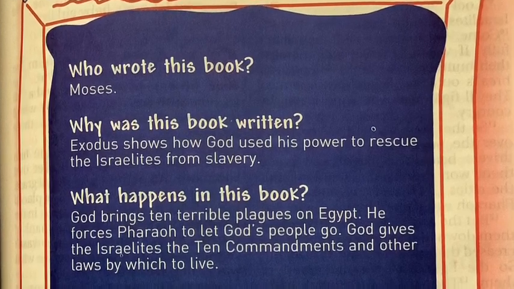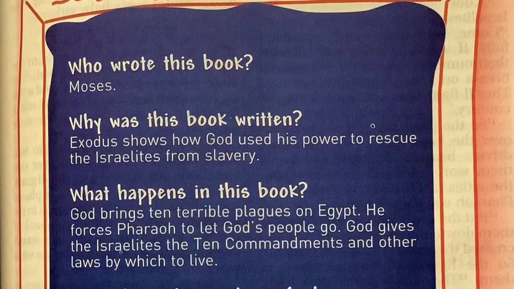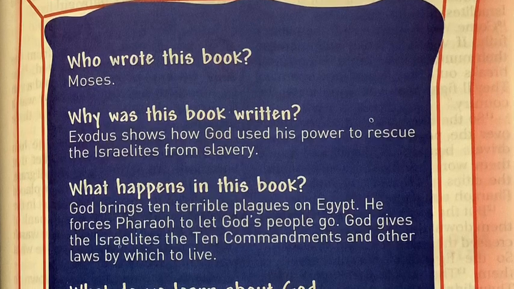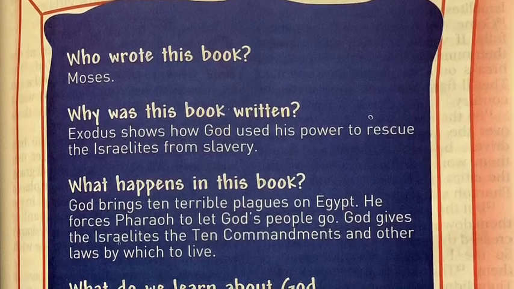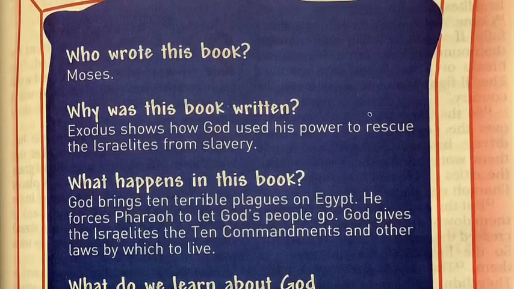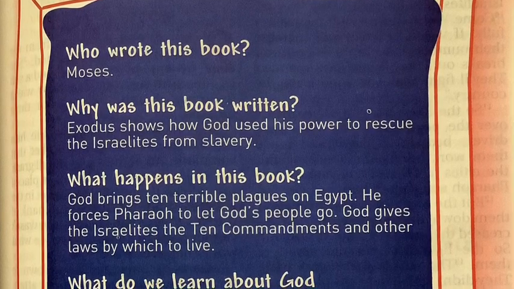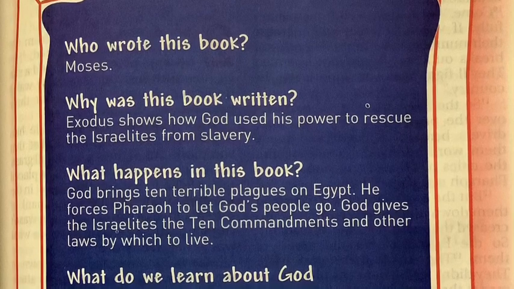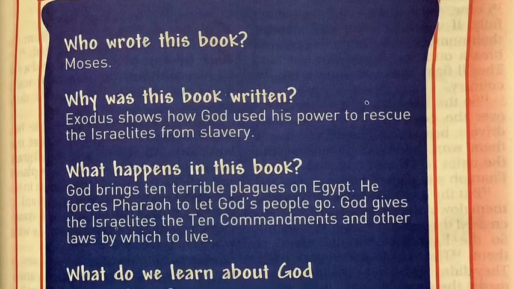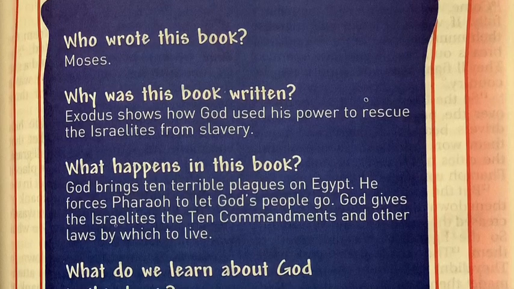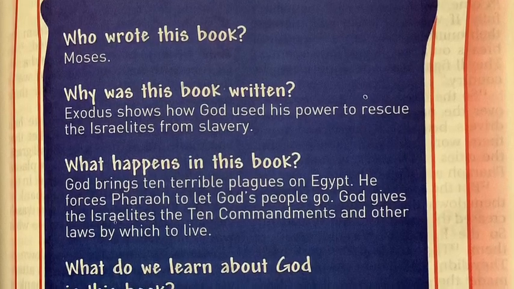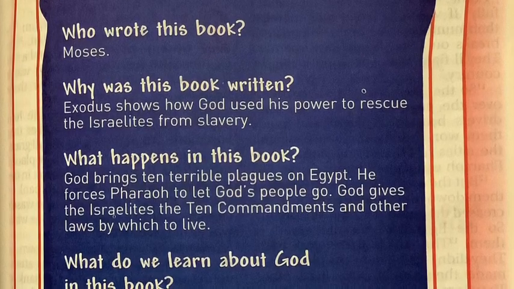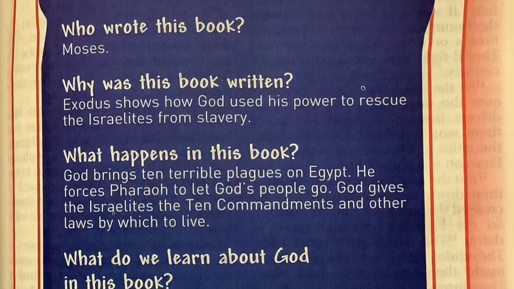So why was this book written? Exodus shows how God used his power to rescue or save the Israelites, or God's people, from slavery, to be free. What happens in this book? God brings 10 terrible plagues on Egypt. And Egypt is a place that you can still go visit today. It's where the Great Pyramids are. God forces the Pharaoh, or the ruler, to let God's people go. God gives the Israelites the Ten Commandments and other laws by which to live.